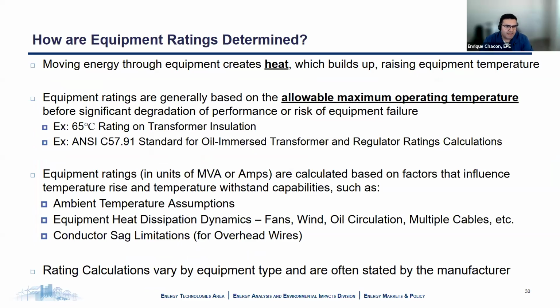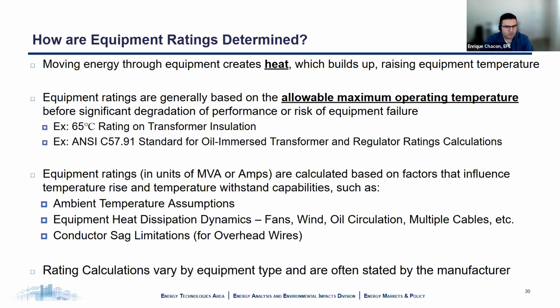Okay. Now, there's a couple of things that go into the rating of the equipment. One of the most significant factors is that energy produces heat. And so because of the heat, which builds up over time, that raises the equipment temperature. So a lot of it is really based on the heat or the energy that is going through the equipment. So normally, equipment ratings are based on an allowable maximum operating temperature. And it's essentially a relationship of degradation of performance or risk of equipment failure. So some of the examples provided here, we have 65 degrees Celsius for a rating on a transformer installation, or we do have an ANSI C57.91 standard for oil immersed transformer and regulator rating calculations. So a couple of things to note there.